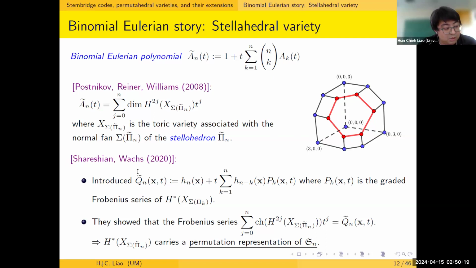And Shareshian and Wachs in 2020 introduced these symmetric function analogs of the binomial Eulerian polynomial this way, where P_k is just the Betti-Poincaré series of the cohomology of the permutohedral variety when n equals k. And they further showed that the Poincaré series of the cohomology of the stellohedral variety is exactly the symmetric function Q̃_n(x,t). We can see by the definition that this cohomology carries a permutation representation of S_n.